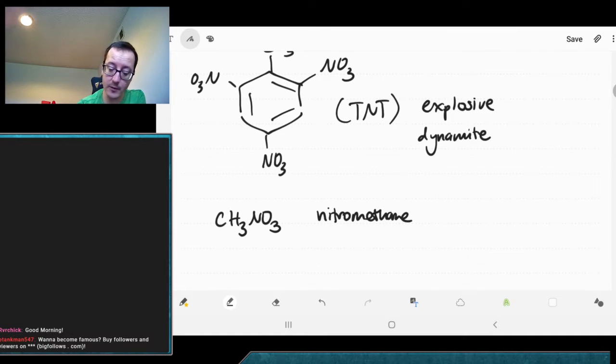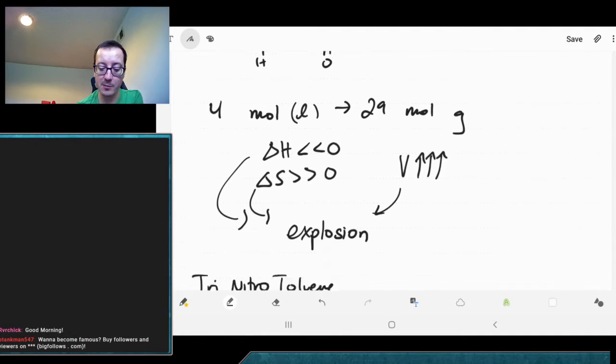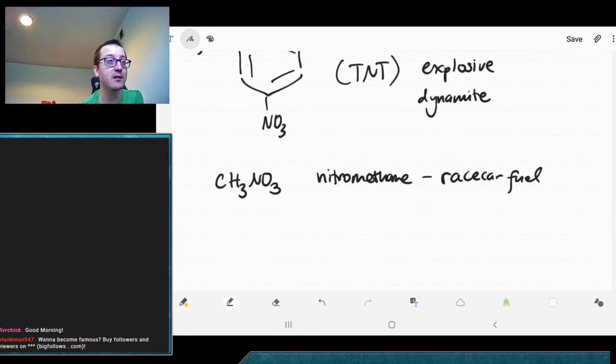Nitromethane is used as a solvent, but also in things like race car fuel. Again, we see these nitro groups. You can probably see explosion, fuel. All of these things are potent oxidizers. So you often will see these things as oxidizers.